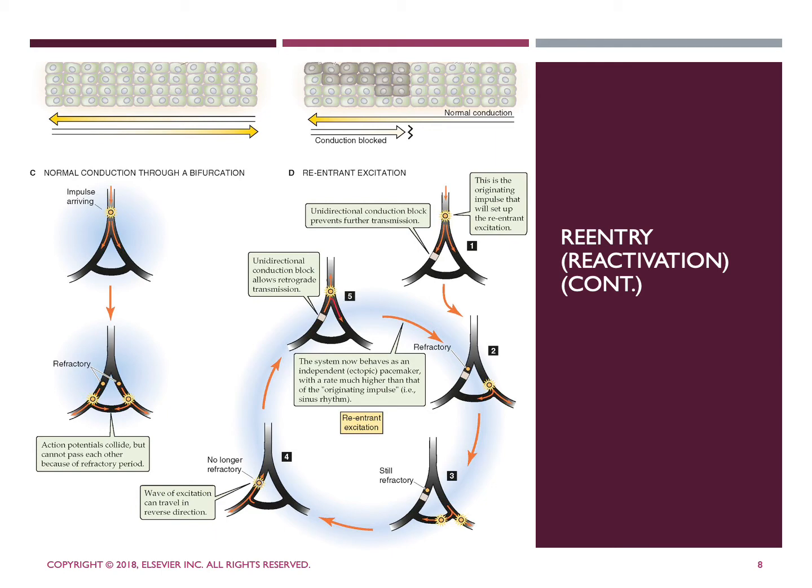As you can see on this chart, on the top left we see a normal conduction, and then what we see on the top right is re-entry. We see the arrows going back and forth. Up here, we see that the conduction is blocked.